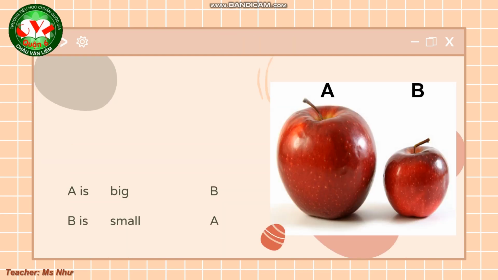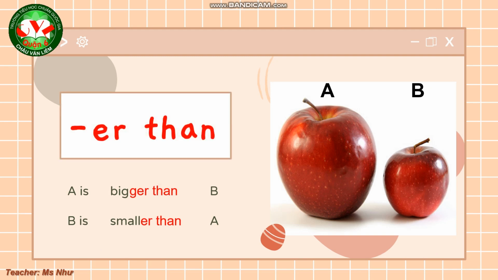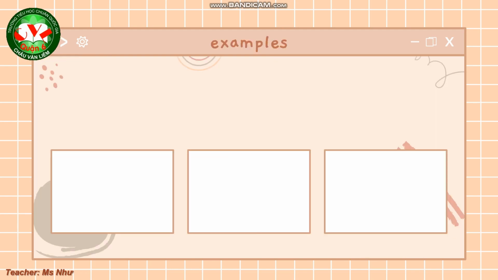Now look at the picture. We have 2 apples. Apple A is big and apple B is small. So we can say A is bigger than B. B is smaller than A. So we use than to compare 2 things. I have some examples for you to understand better.